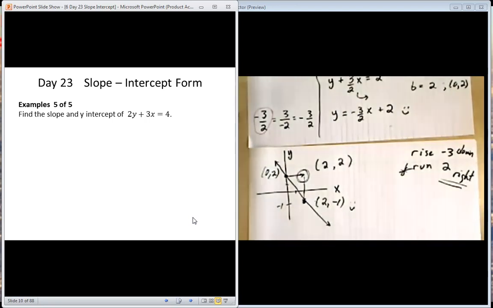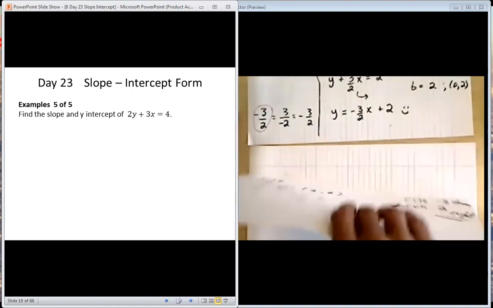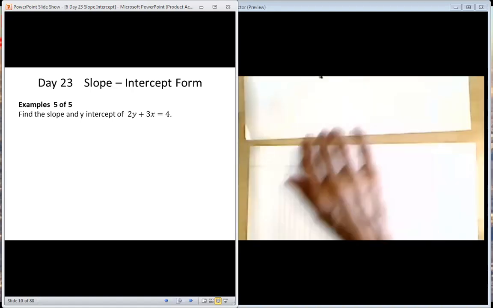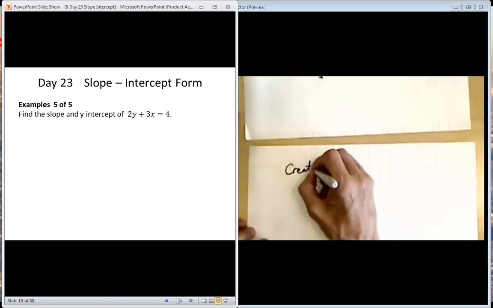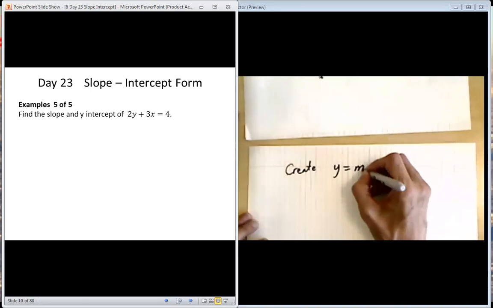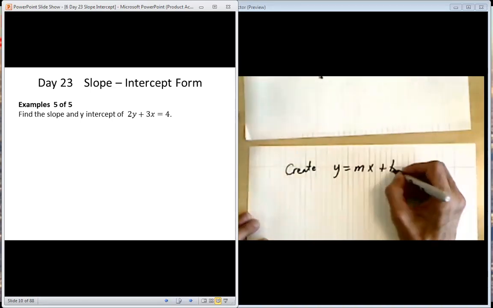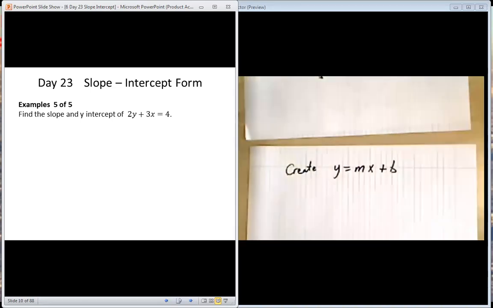What I got for class is a piece of paper. What I got for Zoom is already up there for you on Zoom and Teams. Yeah, it's already on Teams. And so what you have to do for all of these questions is create the y equals mx plus b type of equation for each question.